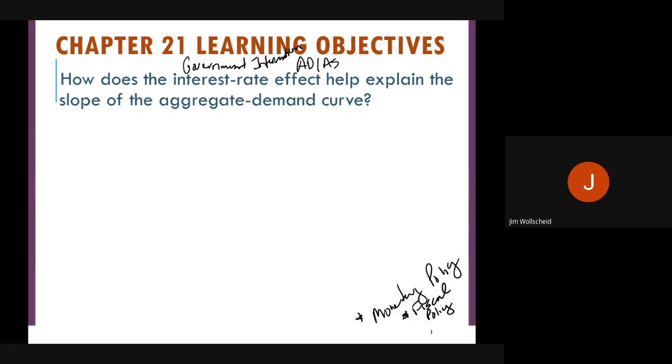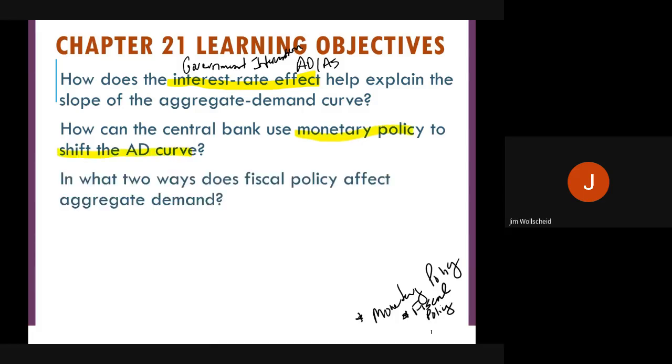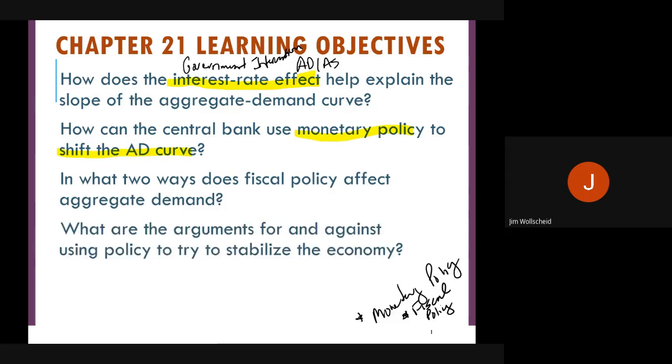What this chapter focuses on, when we talk about monetary policy, is the interest rate effect. We're going to look at money supply and how the interest rates drive money supply, money demand, and also how it affects aggregate demand. We'll look at how to use monetary policy to shift the AD curve. We'll talk about fiscal policy, and then whether we should use it or not. What are some of the arguments economists use for stabilizing the economy, and what are some of the arguments of why we shouldn't do it?